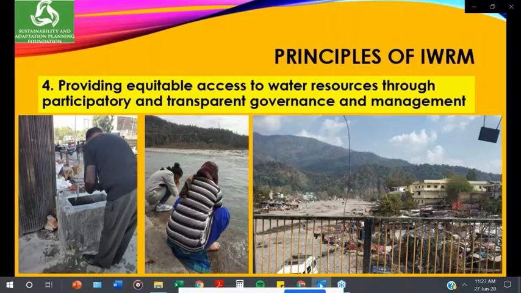So another principle is that you need to provide equitable access to water resources through participatory and transparent governance and management. Now, essentially, you need to firstly look at equitability of access, which means that the poorest of the poor and the richest of the rich should have equal right to access water. I would even add that animals and birds and other ecological users should also be considered. For example, in this image to the left, you can see how people in Indian cities have traditionally been building these small tankas for cows and other animals to drink water from.